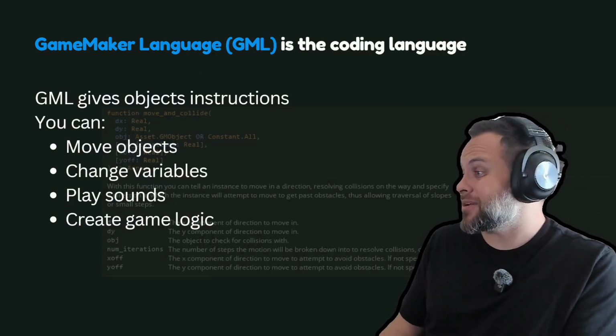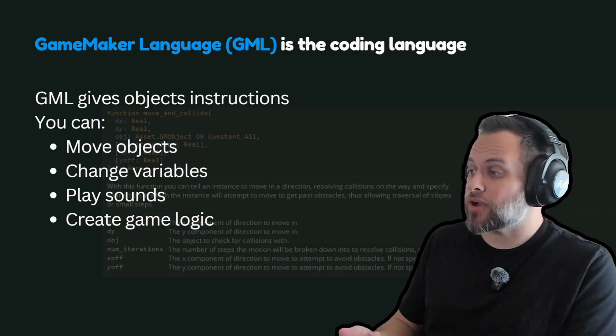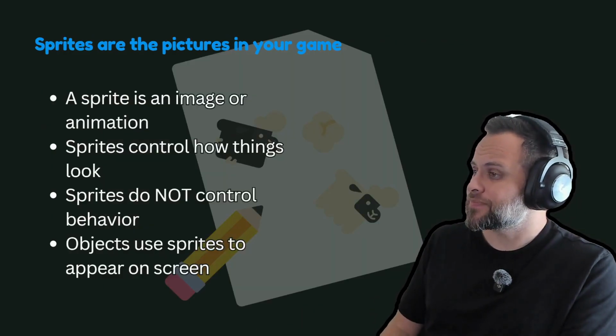GameMaker language, or GML, is the coding language. GML gives objects instructions, so you can move objects, change variables, play sounds, or create the game logic.